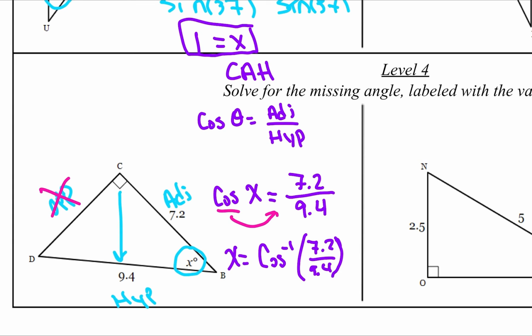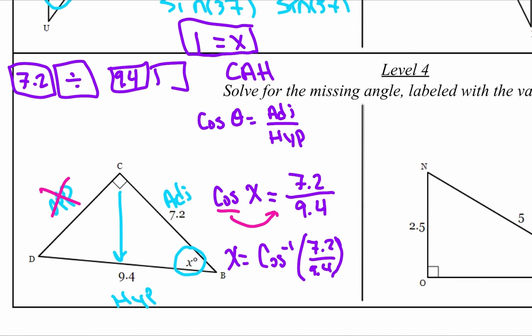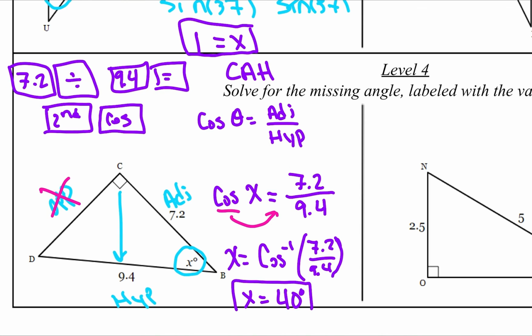So all we're going to type into our calculator is, and I'll write this up here, 7.2 divided by our 9.4, and we're going to press equals right away, and then we press the second button, which on my calculator is that green button if you're using the class calculator. Second, and then you press the trig function, in this case, cosine. So I'm going to type that in right now, 7.2 divided by 9.4 equals, and then second cosine, and I got 40.007, so I'm going to round that to 40 degrees. And that would be our answer.